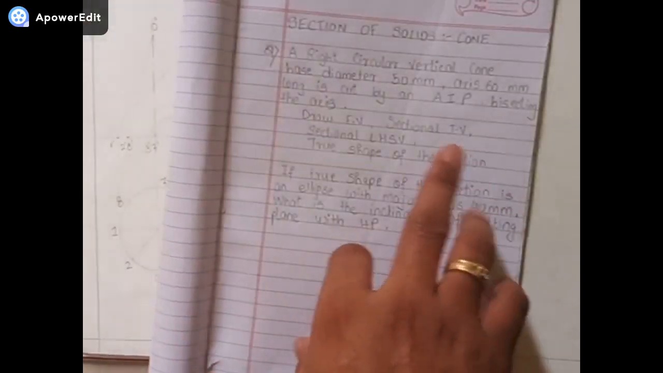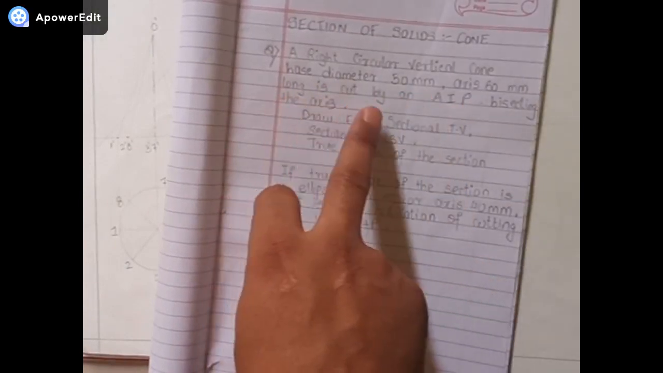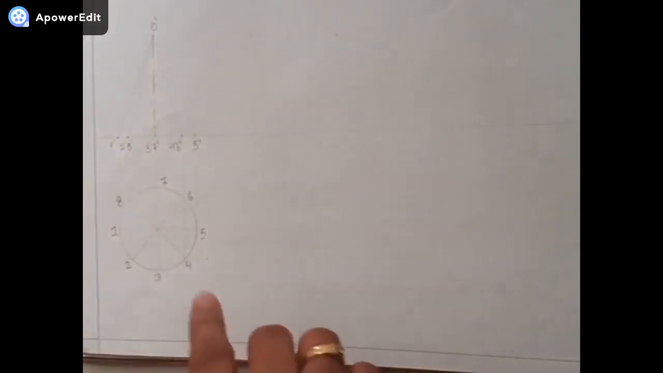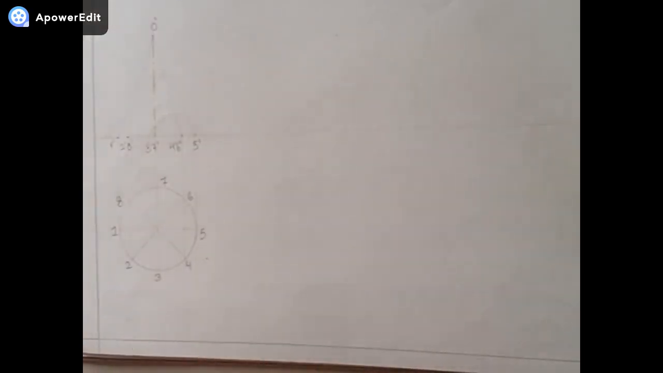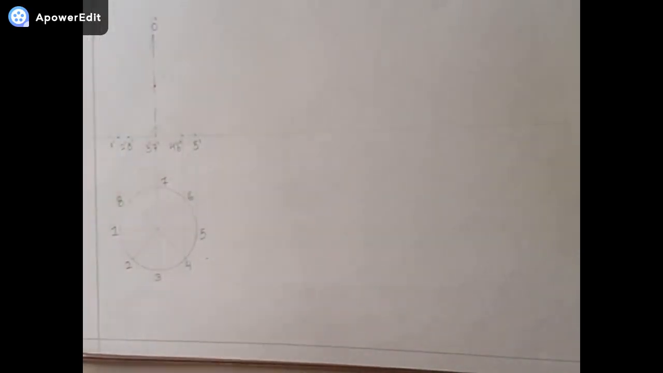The second step is given as: it is cut by an auxiliary inclined plane bisecting the axis. Bisecting the axis means it is exactly cutting the cone in half. So the second step is we have to mark the position of the cutting plane 30 mm from the base, because the length of axis is 60 mm. If it is bisecting the axis, it will be at a distance of 30 mm. So guys, I have taken a 30 mm point from the base.